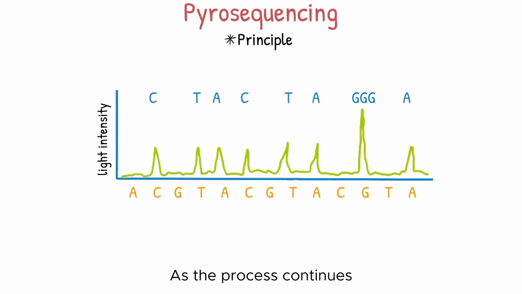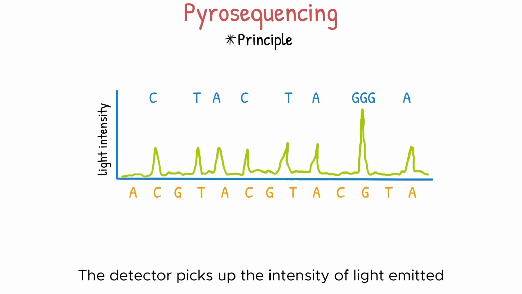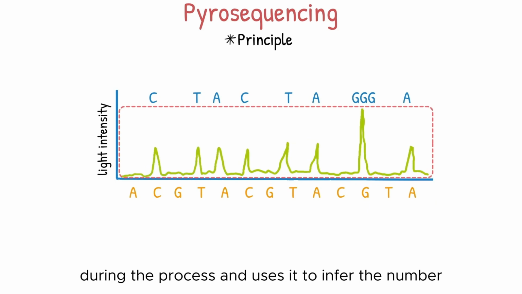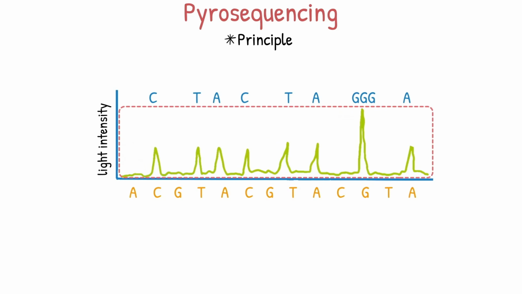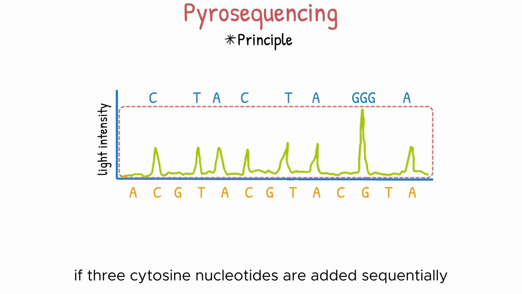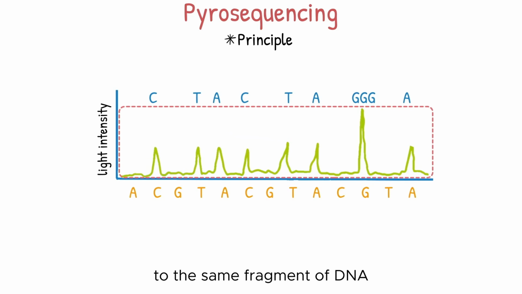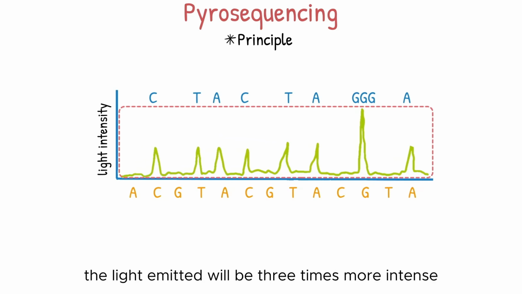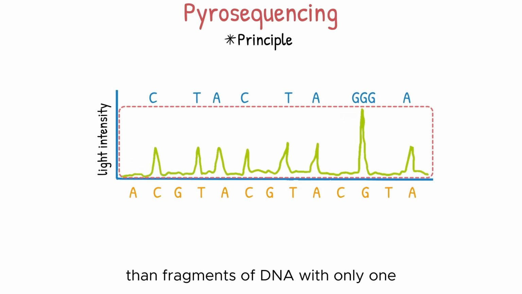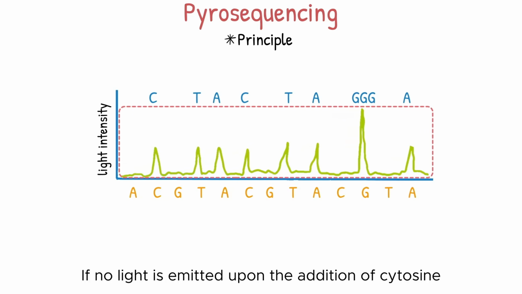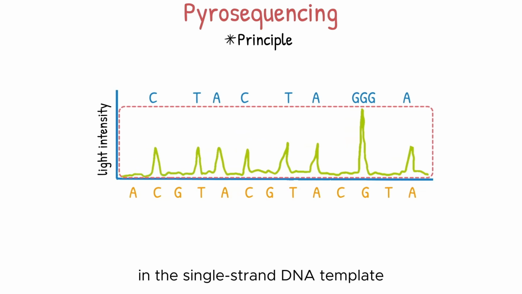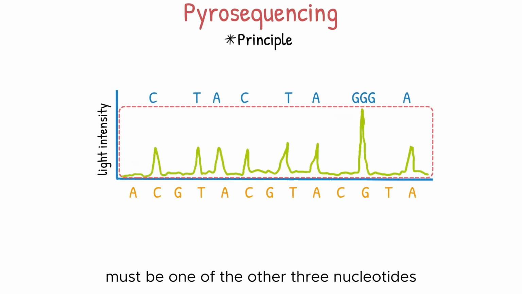As the process continues, a complementary DNA strand is built up, and the nucleotide sequence is determined from the signal peaks in the pyrogram trace. The detector picks up the intensity of light emitted during the process and uses it to infer the number and type of nucleotides added. For example, if 3 cytosine nucleotides are added sequentially to the same fragment of DNA, the light emitted will be 3 times more intense than fragments of DNA with only 1 cytosine nucleotide added. If no light is emitted upon the addition of cytosine, then the complementary base in the single-strand DNA template must be one of the other 3 nucleotides.